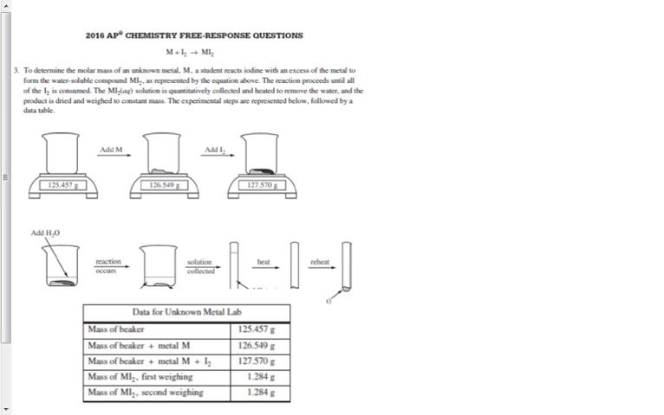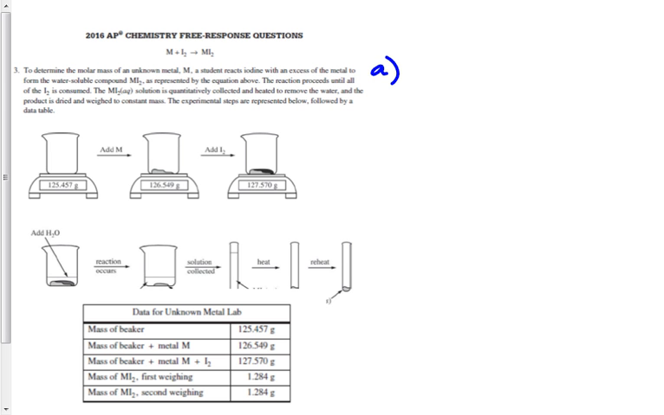The MI2 solution is quantitatively collected, so you're collecting it to get an amount, and heated to remove the water. And the product is dried and weighed to constant mass. Experimental steps are represented below, followed by a data table. Then you got a data table. So you got a bunch of these steps. You might need them, you may not. It also depends. Different versions of the test may use different questions a little bit. Here we go. This is a very common question, and it just was last year, so it's nice to see some new ones thrown at us.